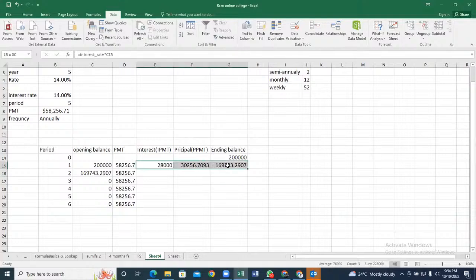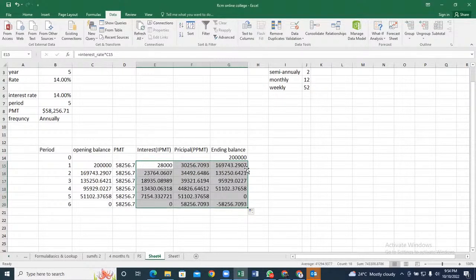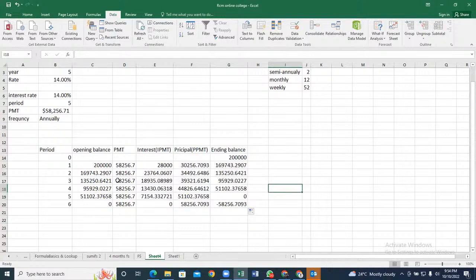So if you check here, we now have the values. You can just autofill them to that last part. And you'll be able to see that in the last year, that is the 5th year, our ending balance will be 0 because we shall have paid the entire loan amount. That's why we have 0 in period 5.